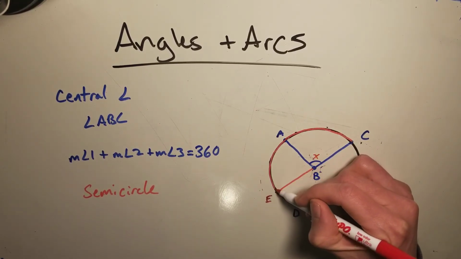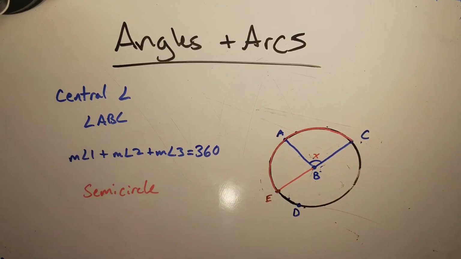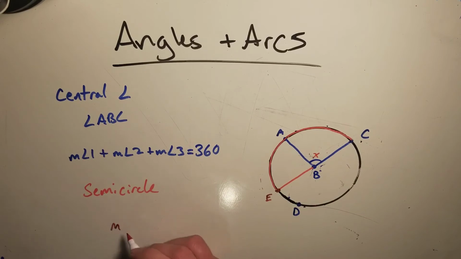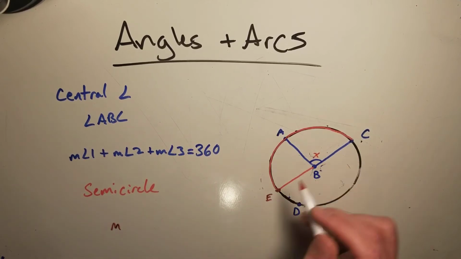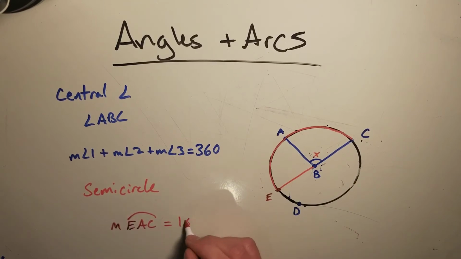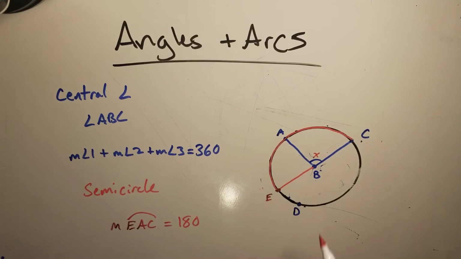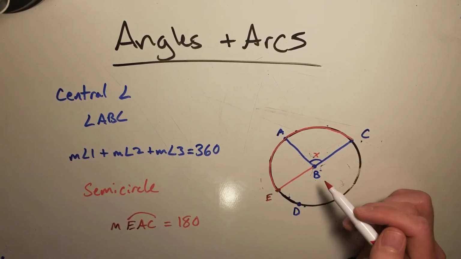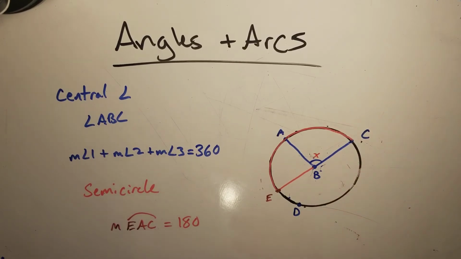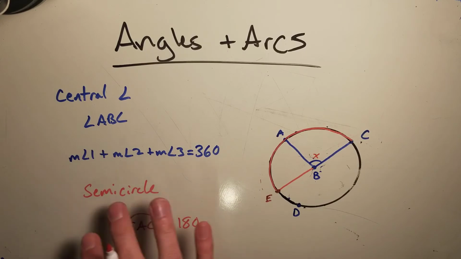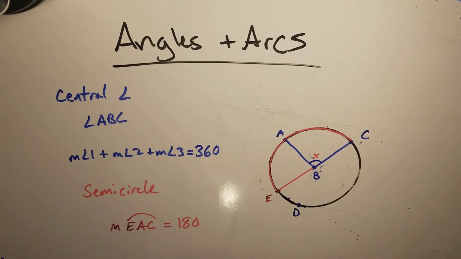So a semicircle is going to have a measure, the measure of arc EAC, you can say, that's going to equal 180. Always for a semicircle, it's going to equal 180, because it's halfway, your central angle would be 180 degrees. You're cutting the circle into 2 equal halves. So we have a minor arc, we have a major arc, and we also have a semicircle that's possible.